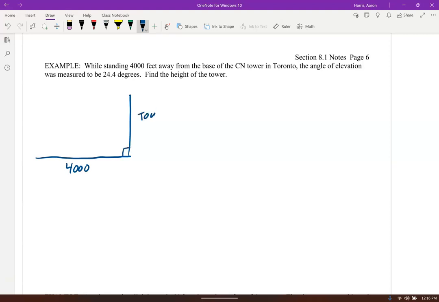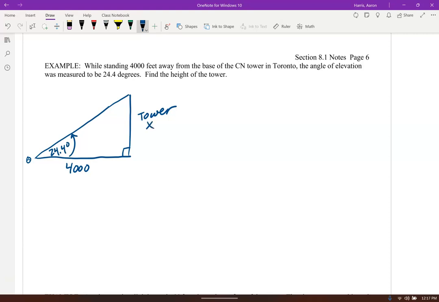Here's the tower, and the angle of elevation is measured to be 24.4. We'll just imagine our eyesight is right there at ground level for a minute, because I didn't say anything else. So it's measured to be 24.4 degrees, this angle of elevation. Find the height of the tower.